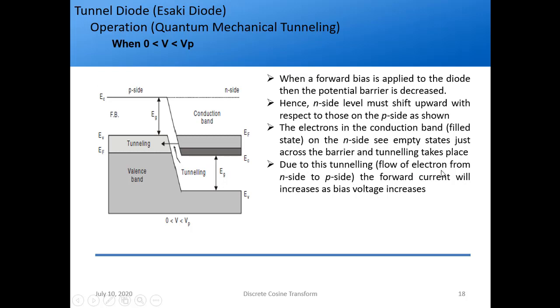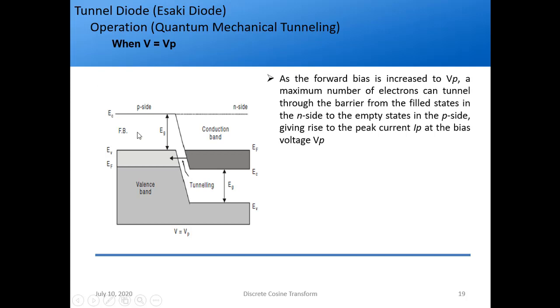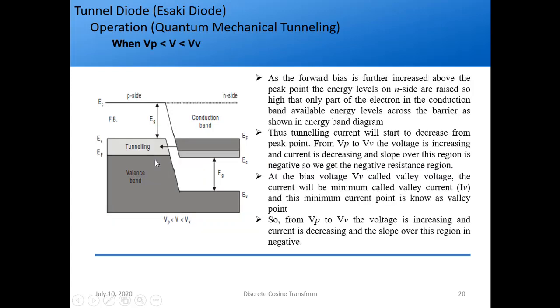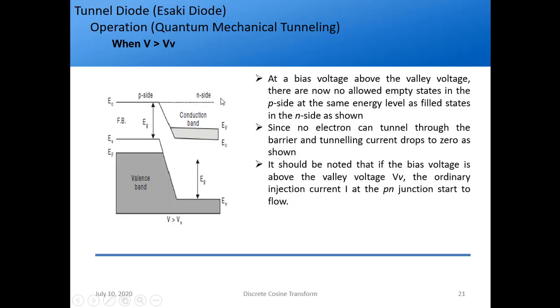Due to this tunneling, the forward current will increase as bias voltage increases. As you increase the voltage to a point Vp, this completely will get filled, so all these electrons can go here. That is the peak voltage. But what will happen if you further increase above Vp? This will go above, right? The current will start to decrease because the number of electrons going here will decrease. So even though you are increasing the voltage, the current decreases. So we say it is a negative resistance region, right? If you further increase, there will be nothing to go, right? That is what is shown here.